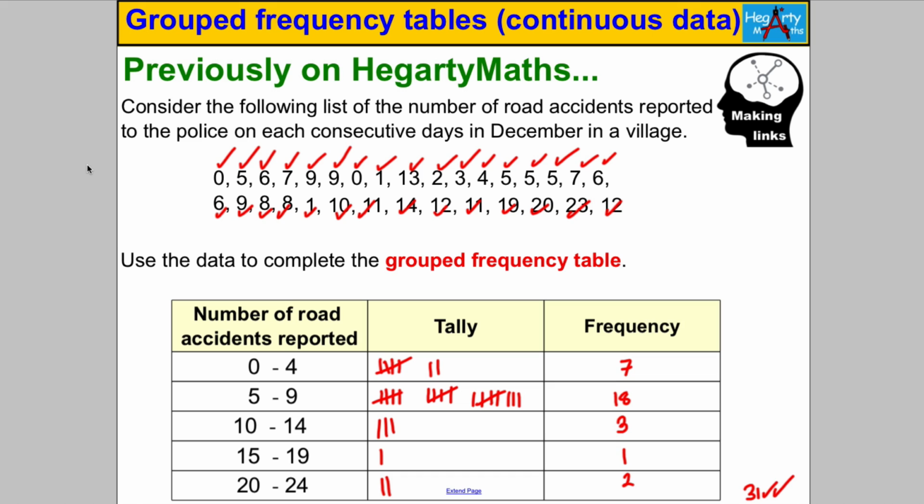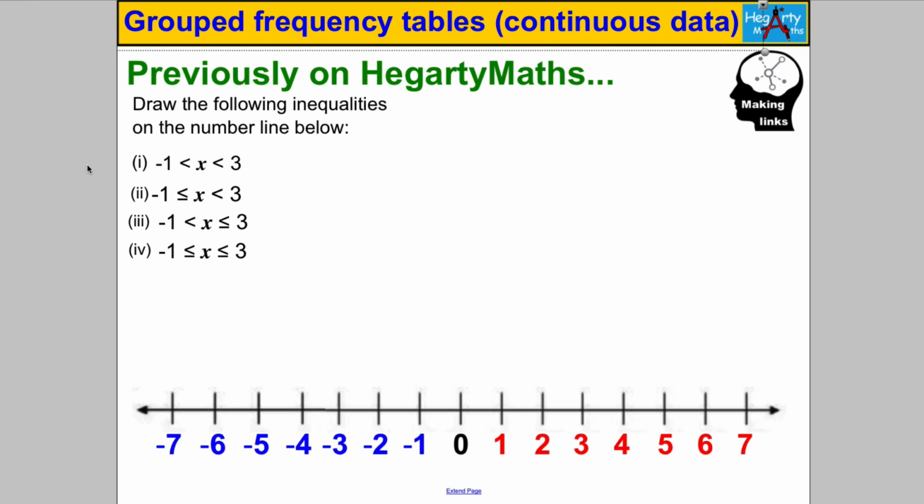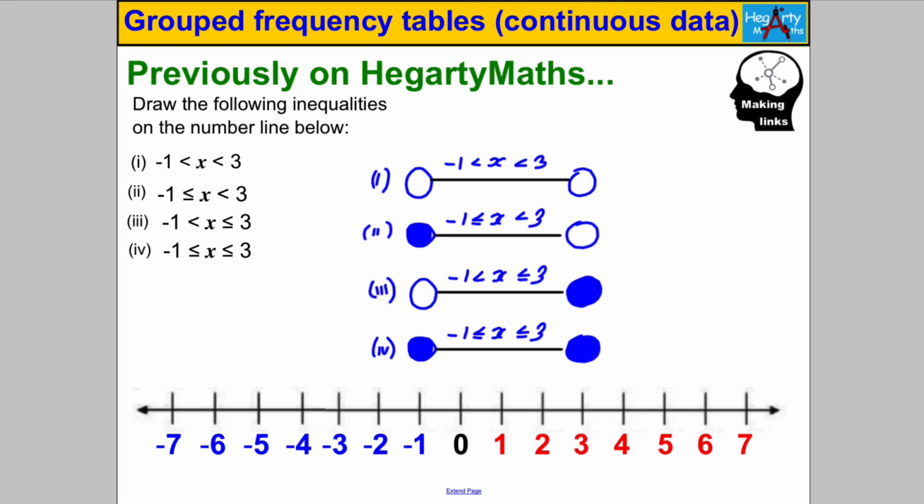Now just before we get going on the similar idea but with continuous data, I need you to be super good at your inequalities, because tally charts or grouped frequency tables are presented with inequalities in this. So pause the video and double check you can do the following questions. Draw the following inequalities on this number line. So hopefully you got the following answers.